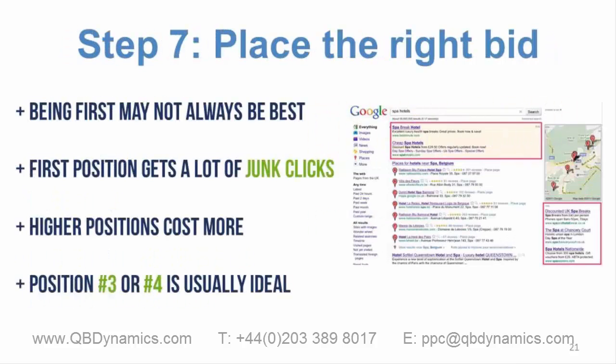Now, step 7 is place the right bid. Now, this is the way PPC advertising works. If you bid highest along with a combination of other factors, you can try to bid your way to the top by your willingness to pay more per click than your competition. Now, this doesn't necessarily guarantee a position in the top spot, but it's a big part of how you do get to the top. Now this is key. This is absolutely key. Being first may not always be the best option for you, and here's the reason. This top spot tends to get a lot of junk clicks.